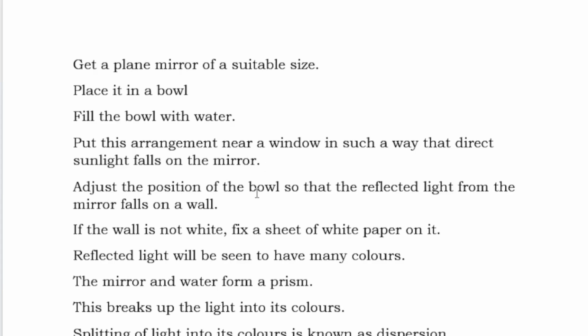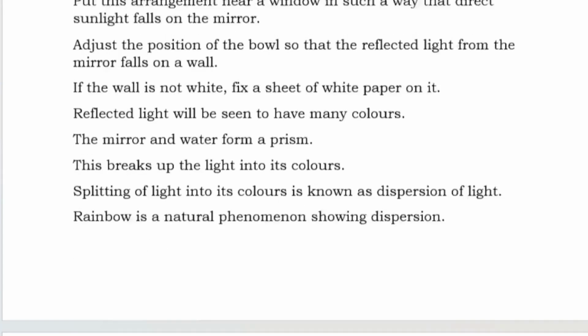Adjust the position of the bowl so that the reflected light from the mirror falls on the wall. If the wall is not white, fix a sheet of white paper on it. Reflected light will be seen to have many colors. The mirror and water form a prism. This breaks up light into 7 colors. Splitting of light into its colors is known as dispersion of light. Rainbow is a natural phenomenon showing dispersion.